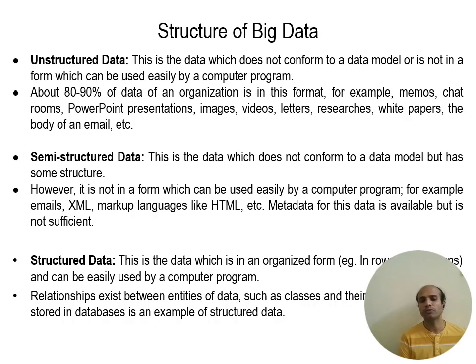About 80 to 90% of the data of an organization is in this format, for example, memos, chat rooms, PowerPoint presentations, images, videos, letters, research documents, white papers, and the body of emails. All these things you can put under unstructured data because they are not in compliance with a specific data model. Or I can also say that it's not something that's easily processed in a program by a computer.